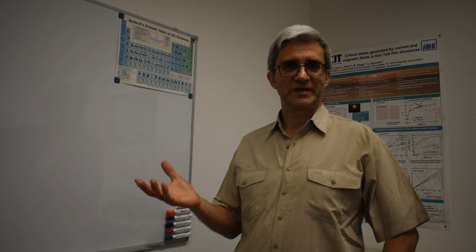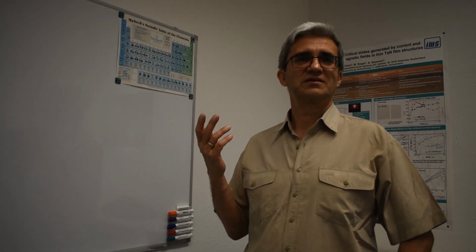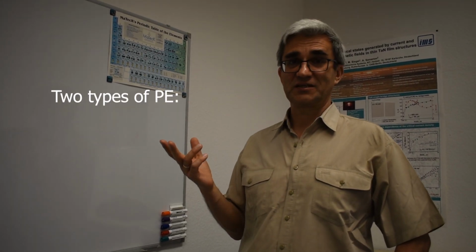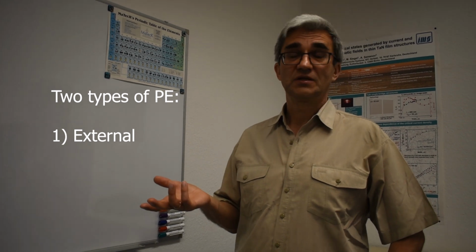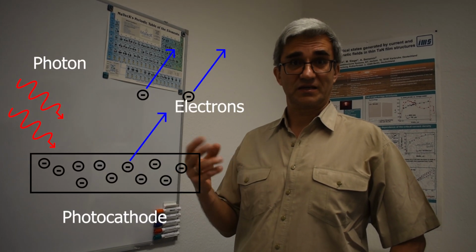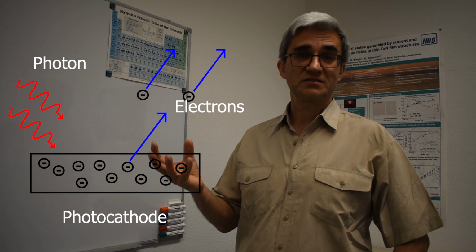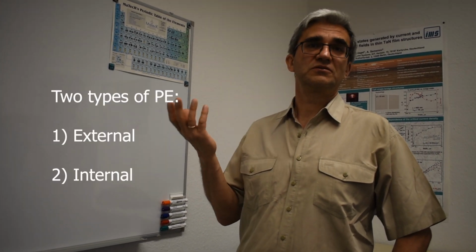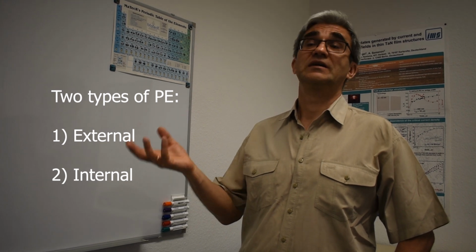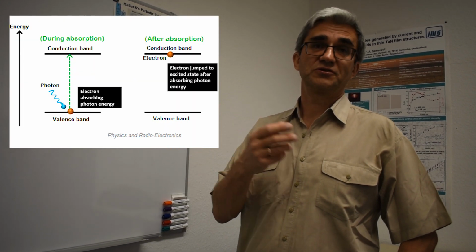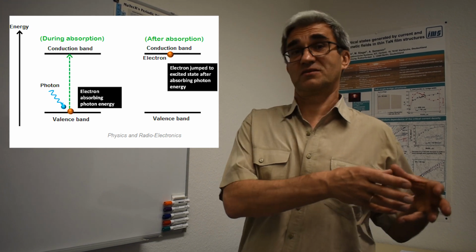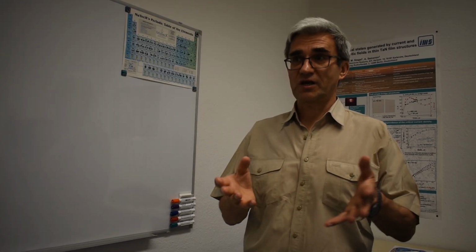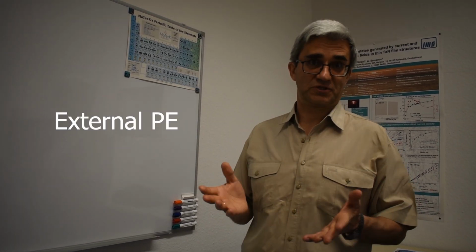So what's the photoelectric effect? There are two types of photoelectric effect. One is external, when absorbing photons extract the electron out of the photocathode into real space. And the second one, the so-called internal photoelectric effect, is when the energy of the photon is transferred to an electron which remains in the body of the metal. So now we are talking about the external photo effect.